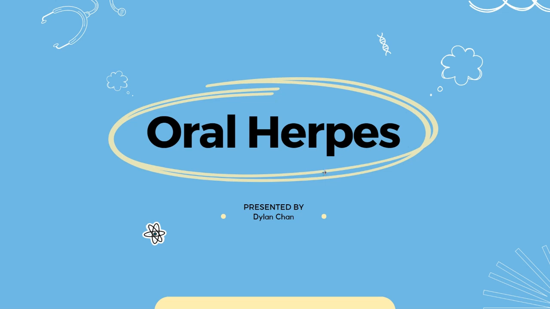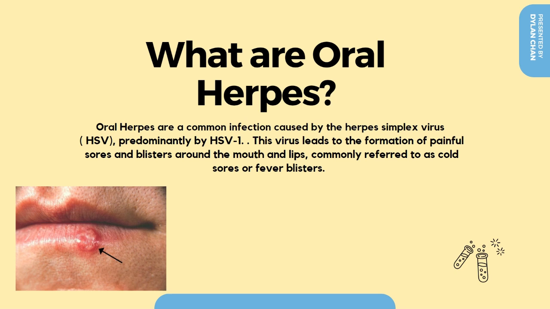For my PSA project, I chose to do oral herpes. What is oral herpes? Oral herpes is a common infection caused by the herpes simplex virus, HSV, predominantly HSV1. This virus leads to the formation of painful sores and blisters around the mouth and lips, commonly referred to as cold sores or fever blisters.